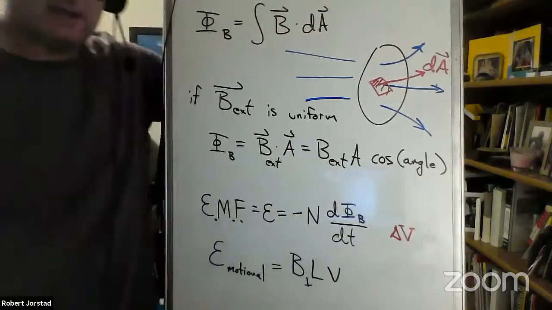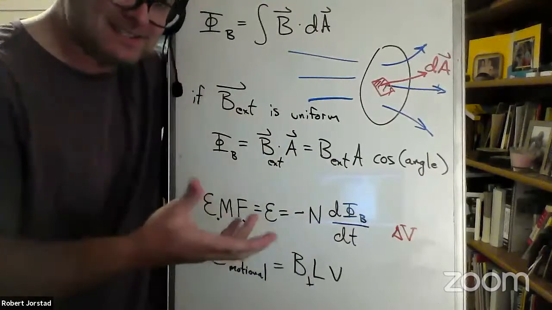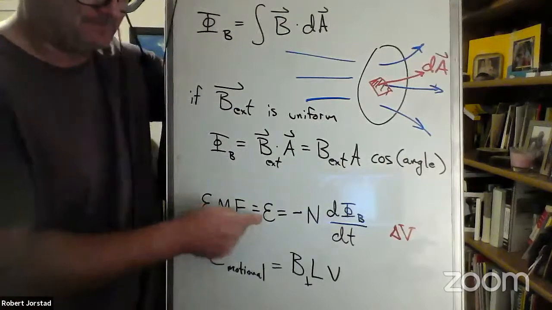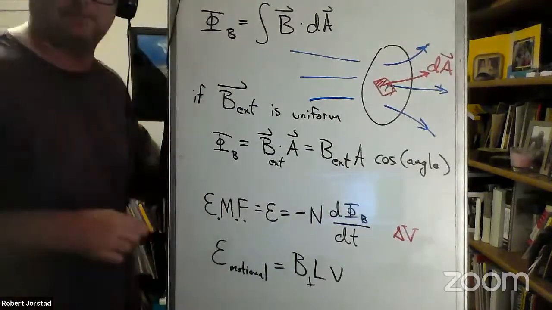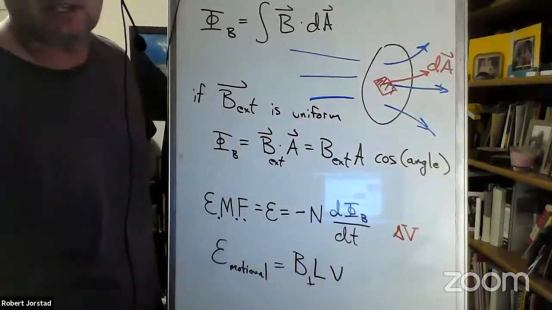It's a little bit weird because when you think about it, if you just have a loop of wire, it's not like there's a battery in it. So more on that later. All right, let's go ahead and look at those problems again now.